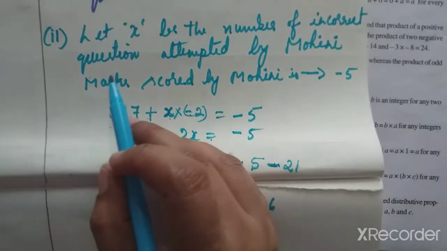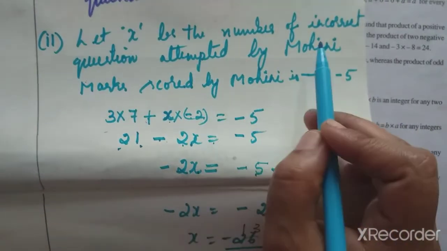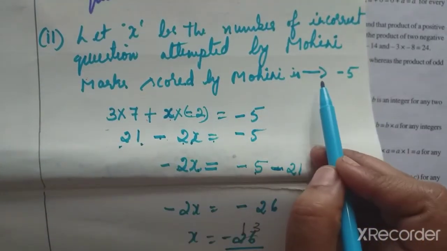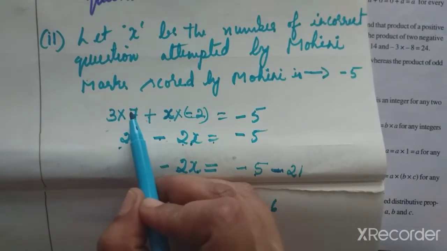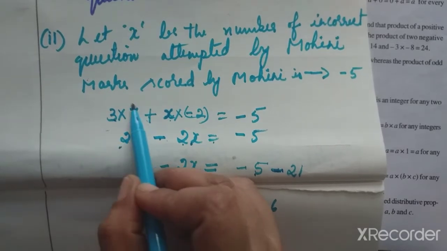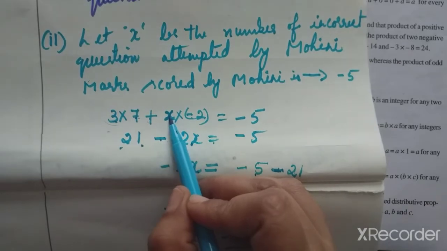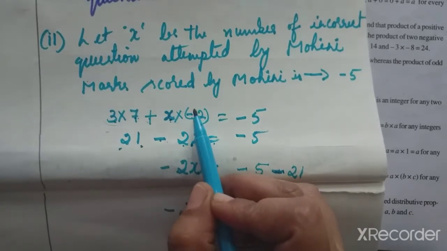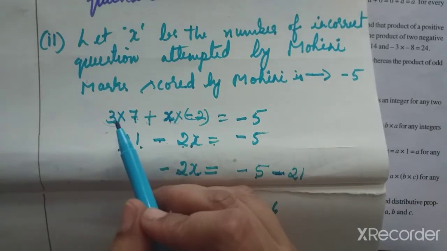So here we don't know the number of wrong answers. Let x be the number of incorrect questions attempted by Mohini. Marks scored by Mohini is minus 5. So 7 questions are correct, and 7 into 3 marks for each question. This is for the correct answer, plus, and we don't know the wrong answers. Let x be the number of wrong answers. X into minus 2, because for each wrong answer, minus 2 is deducted. For one correct answer, 3 marks.